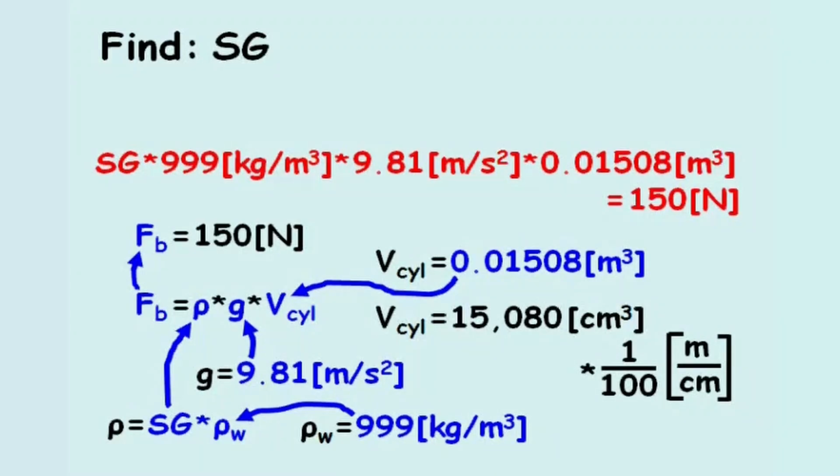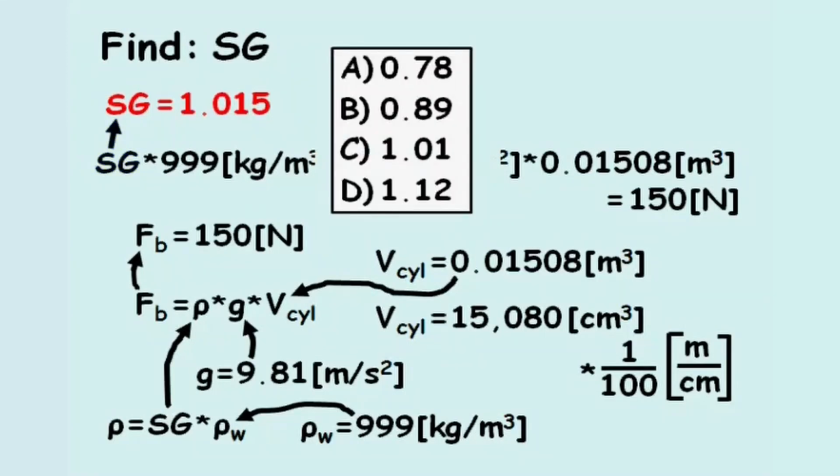And that unknown variable is the specific gravity of the fluid, which equals 1.015. When reviewing the possible solutions, the answer is C.